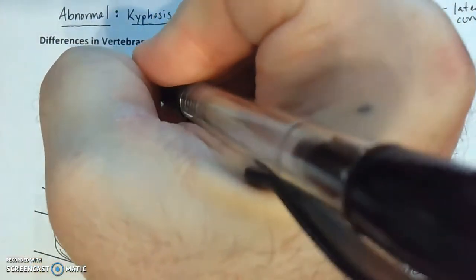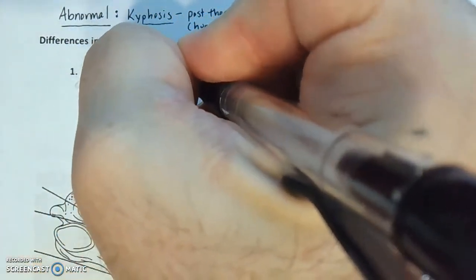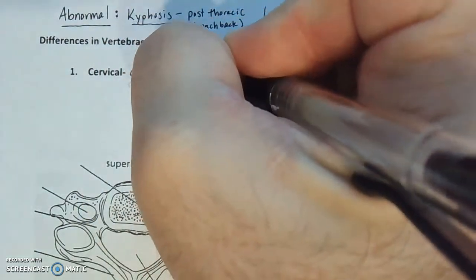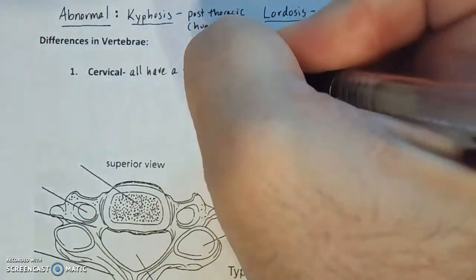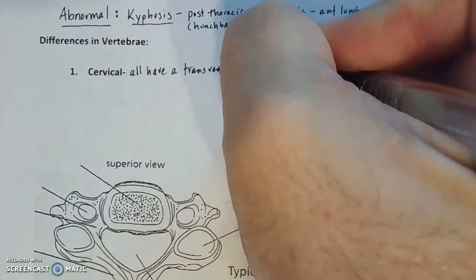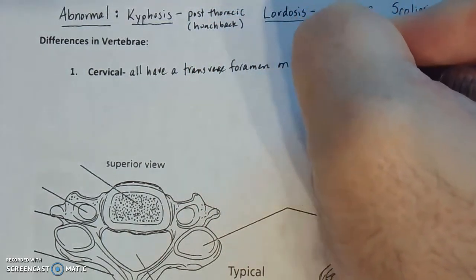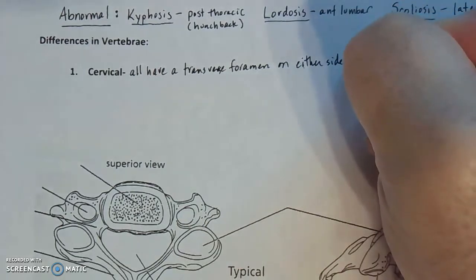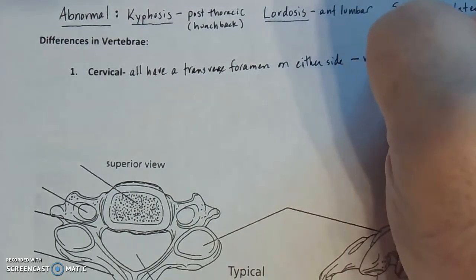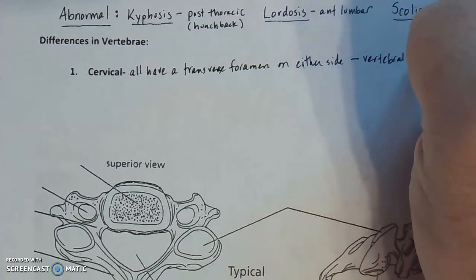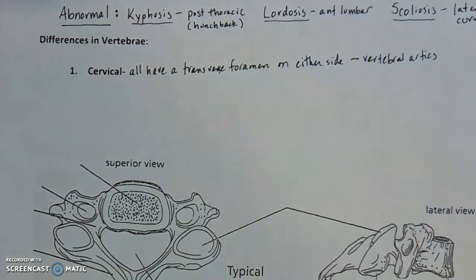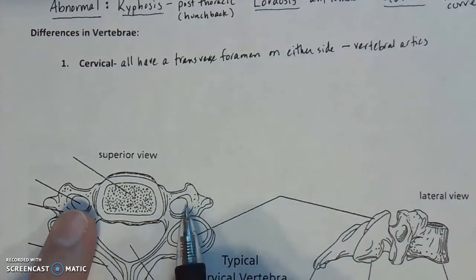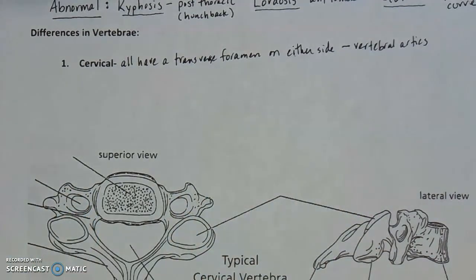So the cervical vertebrae all have a transverse foramen on either side for the vertebral arteries. So these arteries run down both sides of the body of this, and these two right here are those openings, and they allow an artery to pass through.